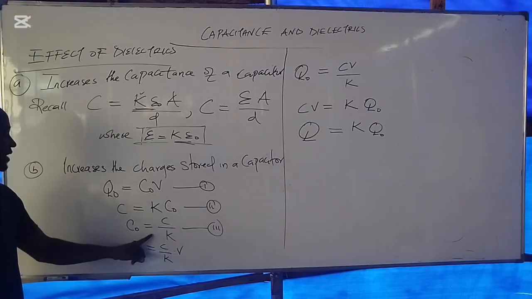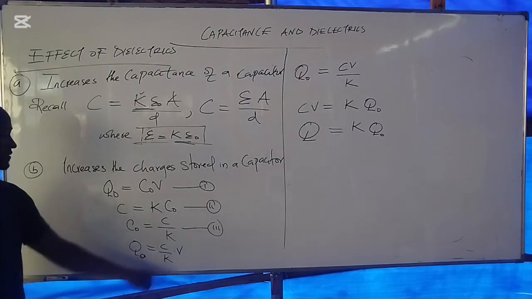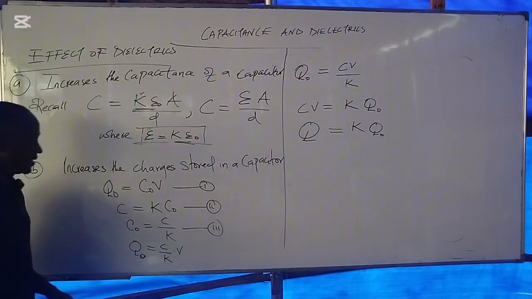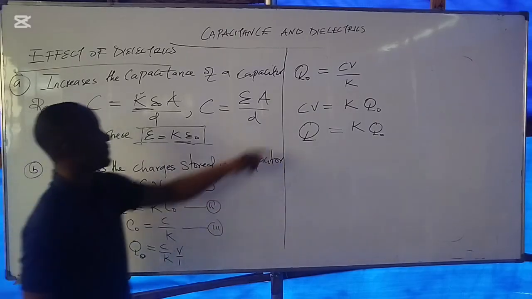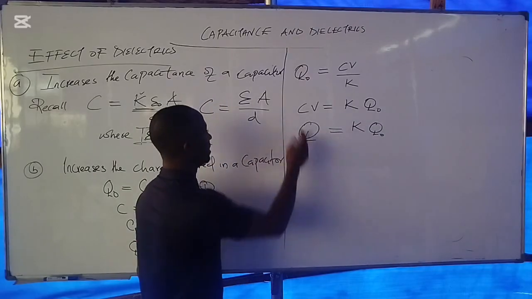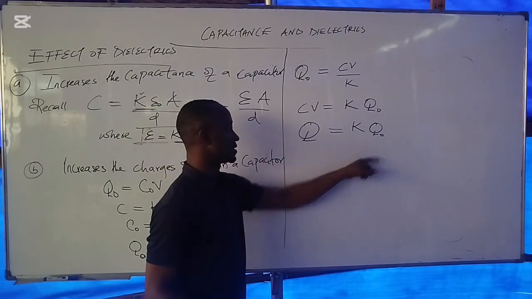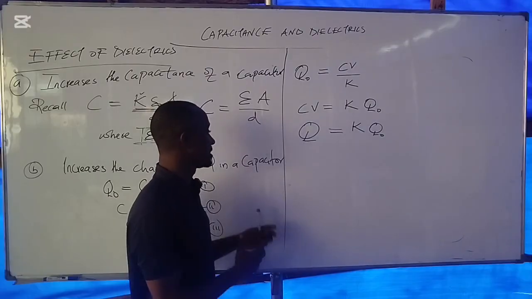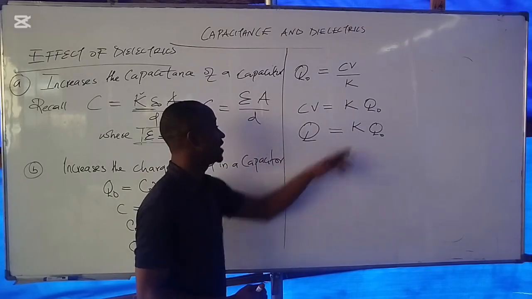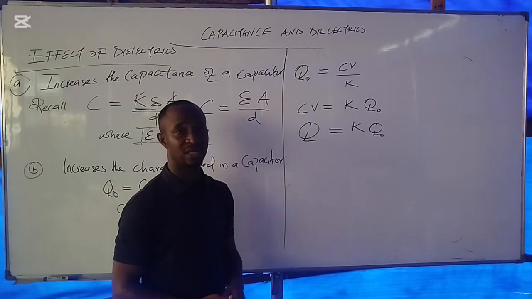So by the time we put this value of C naught into equation 1, this will give us Q naught equals C over K times V. So C times V is actually CV divided by K. Okay? This is like saying over 1, right? So from here, CV equals K Q naught. Don't forget that C multiplied by V represents charge. Charge equals K Q naught. Okay, from this expression, we can see that introduction of our dielectric material actually helps to increase the amount of charge because these two are directly proportional to each other.